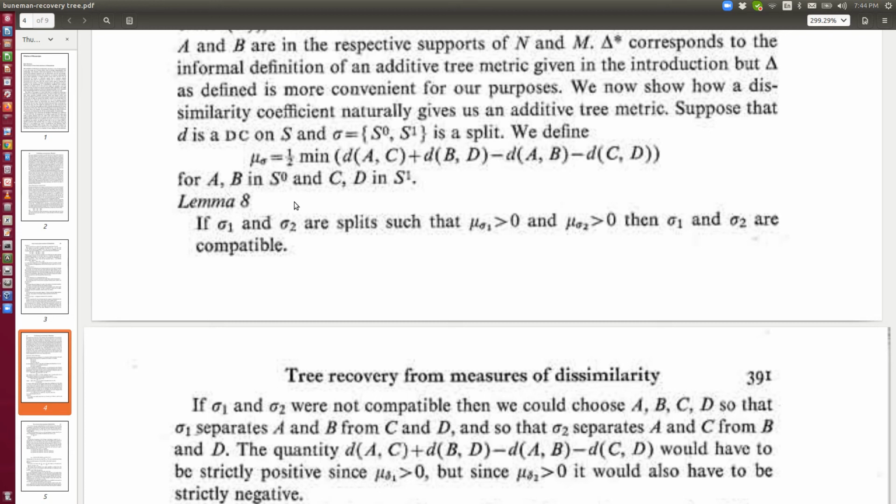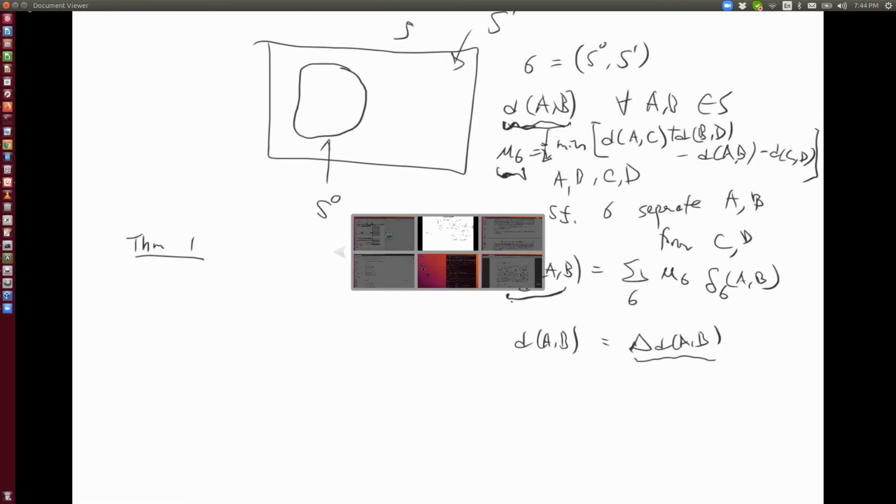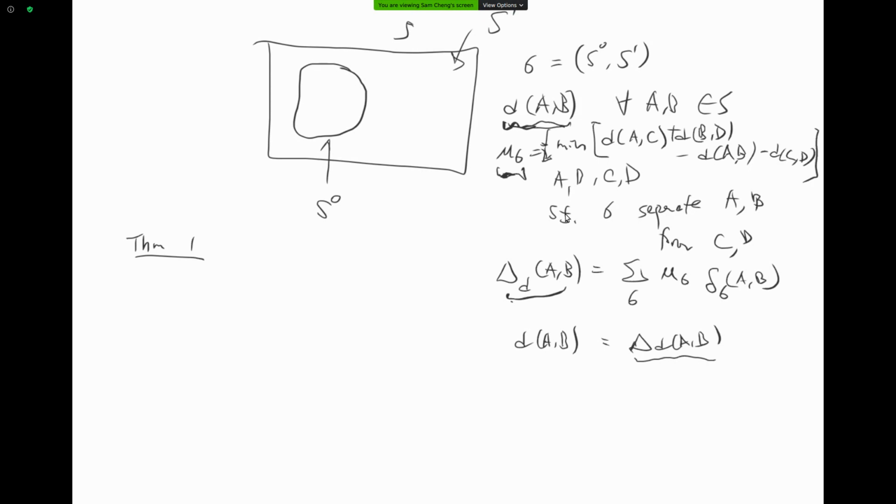I didn't really repeat the definition of compatible splits in this video. So I have two splits, sigma 1 and sigma 2, and they are compatible. Maybe it's easier to just draw it. For example, I write 1, 2, 3, 4 here. So this is compatible splits.